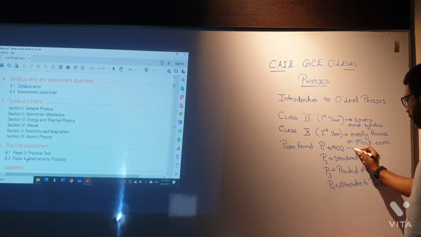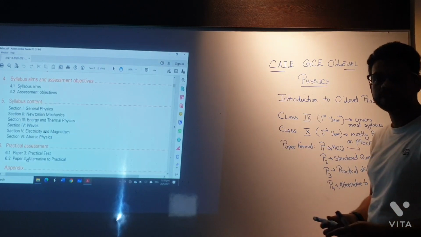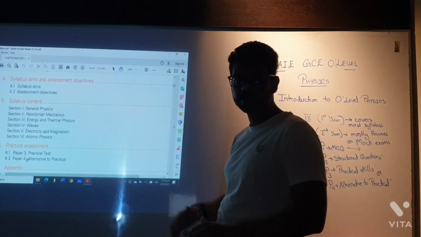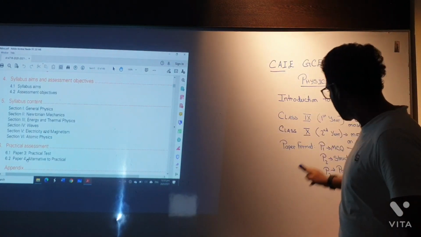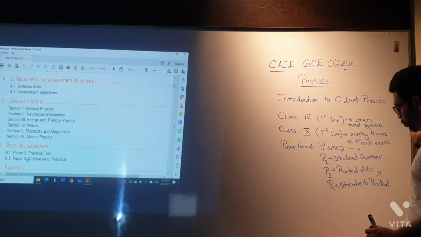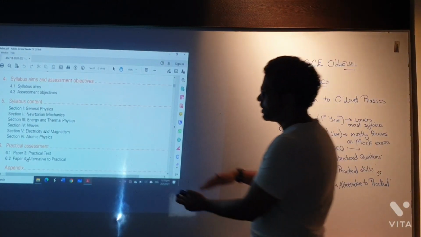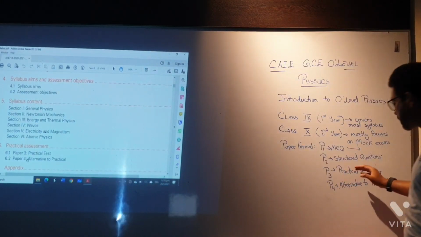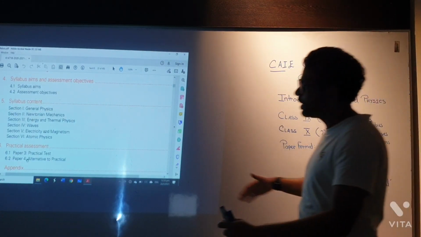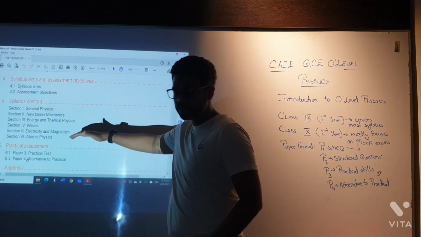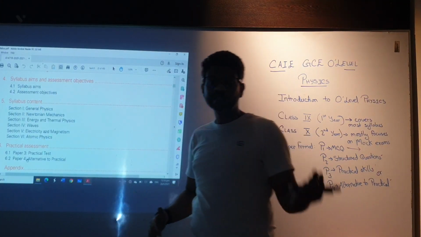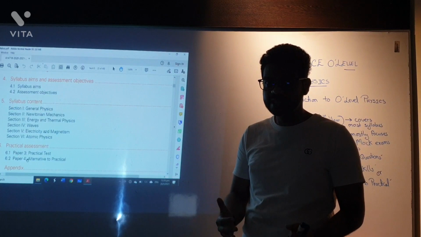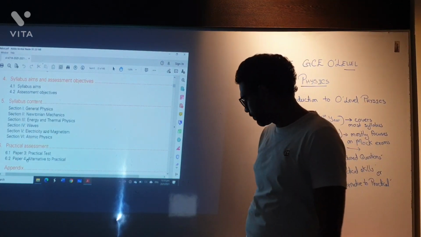So paper 1 is basically all multiple choice questions. We will see the question paper format also. Paper 1 is multiple choice questions. Paper 2 is structured questions. That makes up this syllabus content. Paper 3 and paper 4 are the practical skills, which are based on the contents given here, right? So when you do the practical classes, you will also have an idea what type of experiments you will be facing.